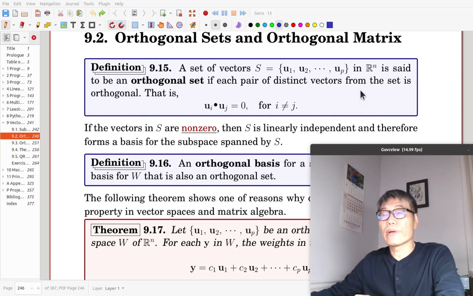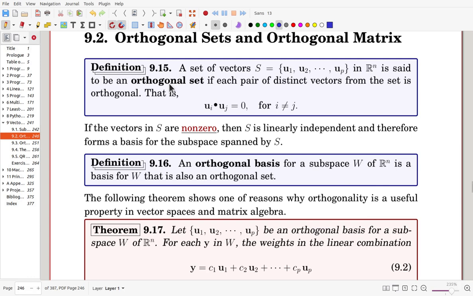In linear algebra, a very frequently used technique is the orthogonal projection. In this section, we'll consider basics for orthogonal projection, orthogonal sets, and orthogonal basis. See the definition. A set of vectors S, u1 to up, in Rn is an orthogonal set if each pair of distinct vectors from the set is orthogonal. That means ui dot uj is 0 for different i, j.